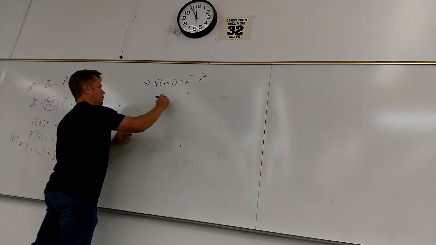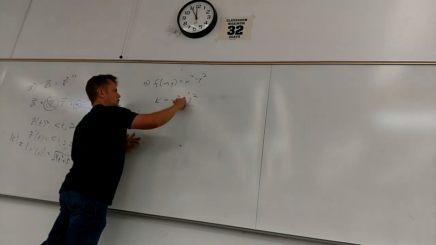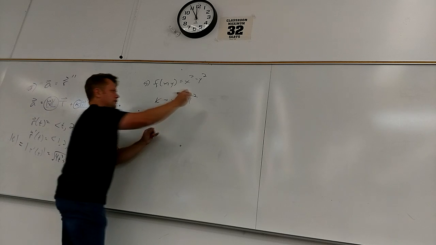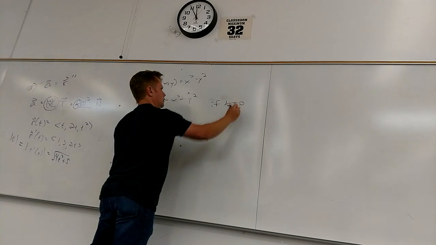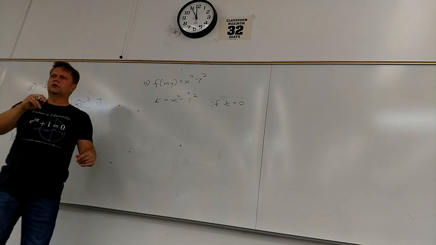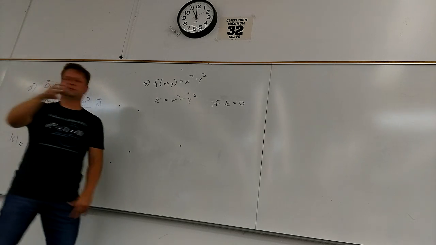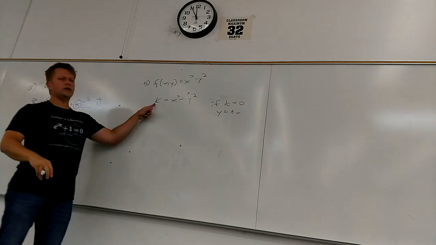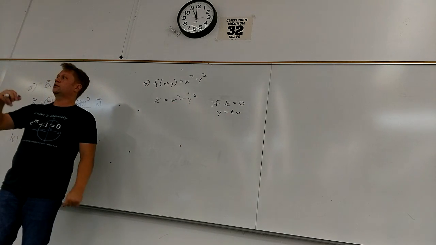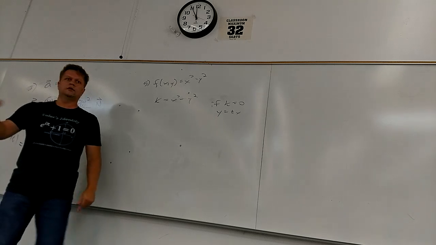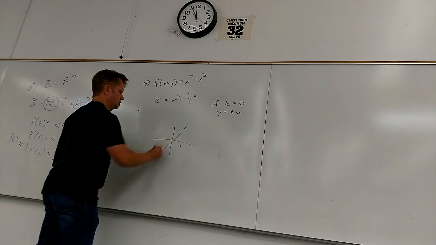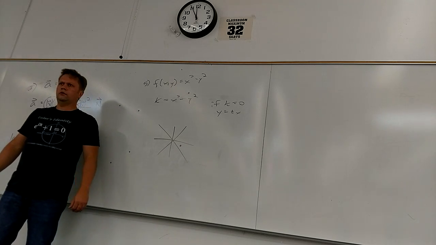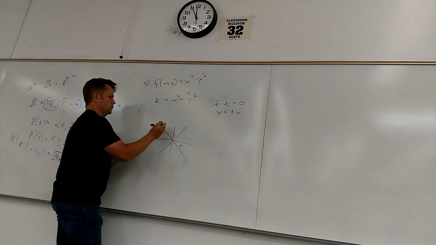So this would be k equals x squared minus y squared. If k is 0, what happens? This is where people mess up a lot. Careful. Y equals plus or minus x. You see that? Because you get x squared equals y squared. Square root means plus or minus. Y equals plus or minus x. So for k equals 0, you get basically that. Hopefully you draw it better. All right, then I would put a little 0 and a little 0.